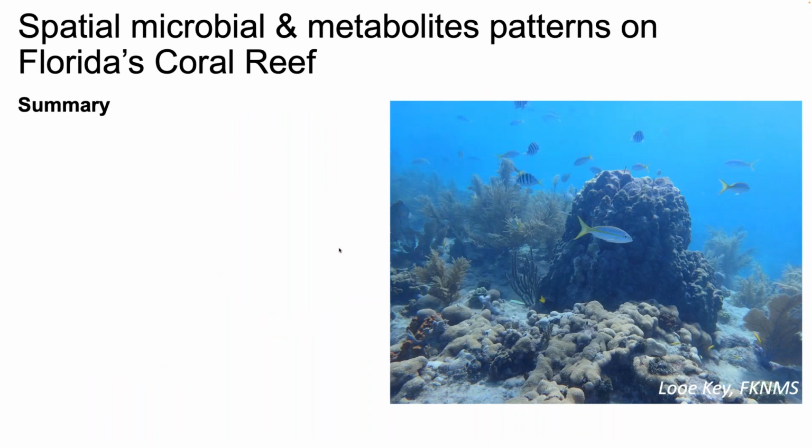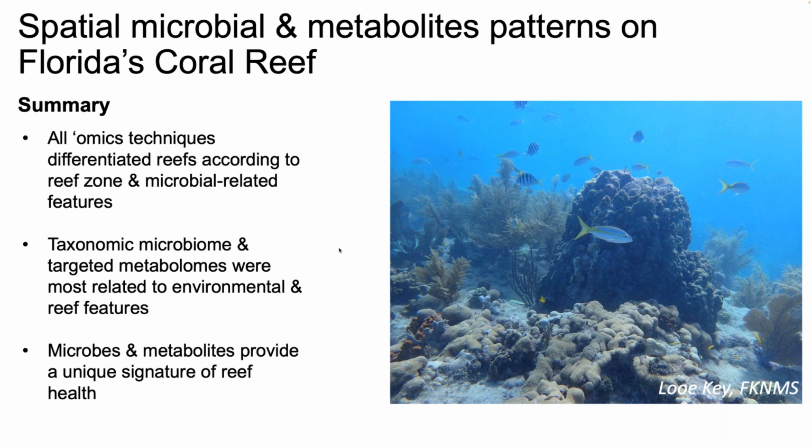So what did we learn from studying Florida's coral reef with our omics techniques? We found that all these techniques differentiated the reefs according to reef zone, which was really exciting. These are historical zones based on not only biogeography, but there's some documented reef differences there. We also found that microbial related features were apparent in all of those environments and significantly related to the genomics and metabolomics approaches. We found that overall the taxonomic microbiome and targeted metabolomes were most related to environmental and reef features. So like I said, these are also the cheapest of the 4 methods that I'm presenting here.